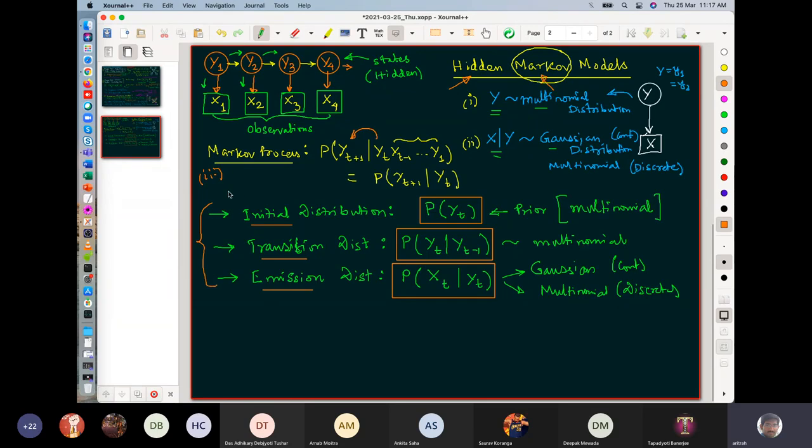Depending on these three, my hidden Markov model is defined, because I need to define this state space perfectly. Agreed? Any questions till now? Sir, initial distribution, please repeat. Initial distribution means it's the prior.